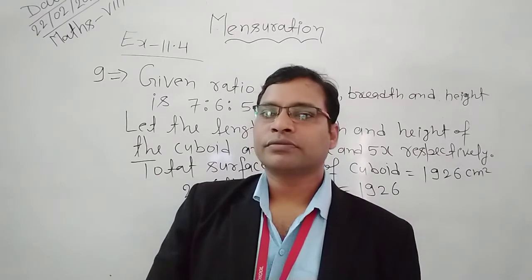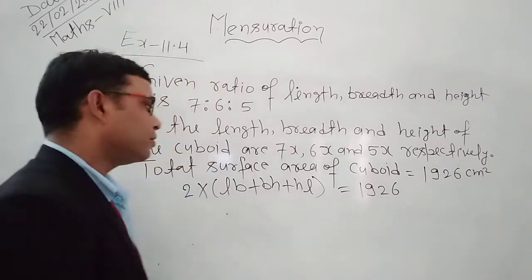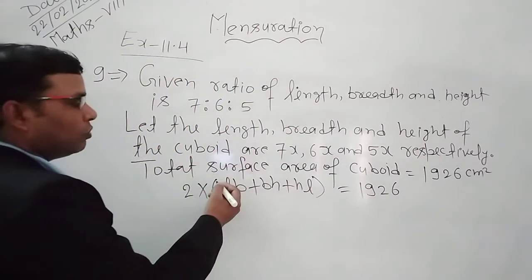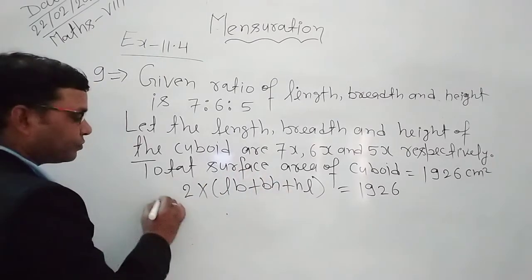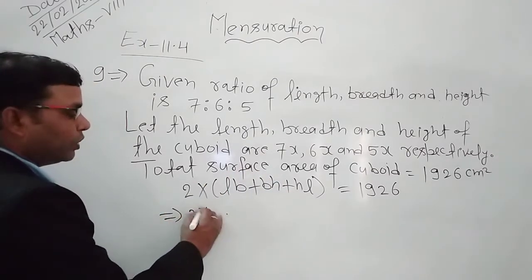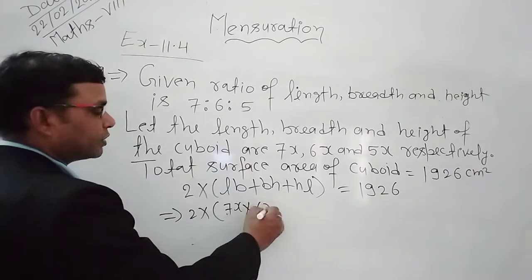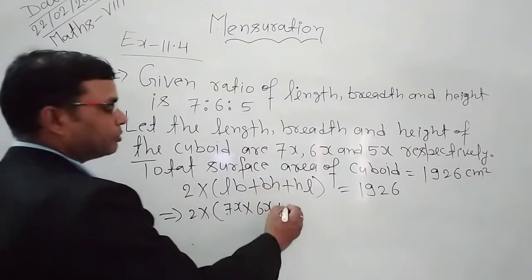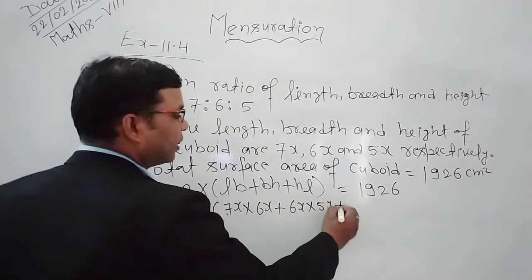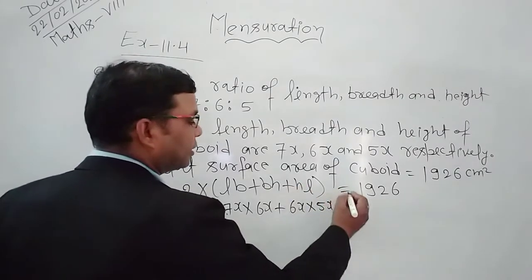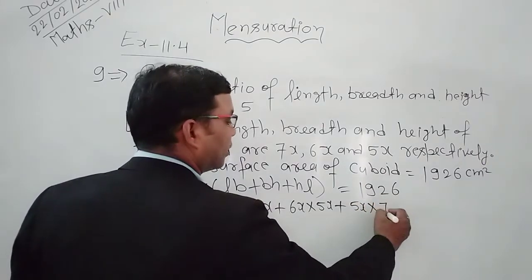This is equal to L into B into H. Okay, now student, here we put the value of length L, B and H. Here we can write: this implies that 2 into (length is 7x into breadth is 6x) plus BH, means breadth is 6x and height is 5x, plus HL, means height is 5x into L, length is 7x.